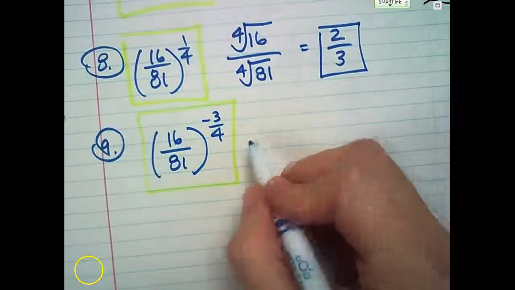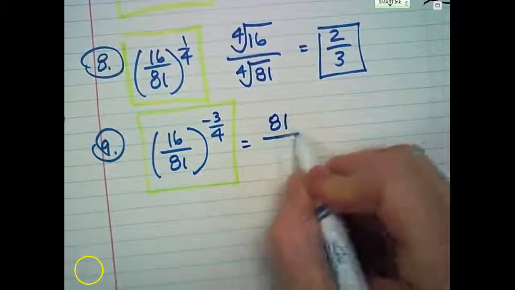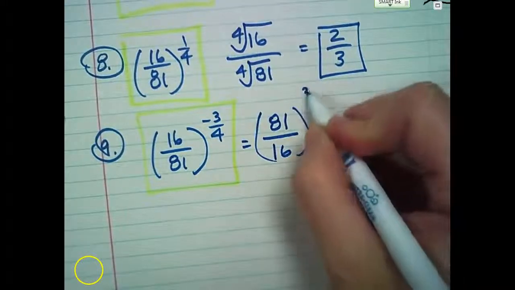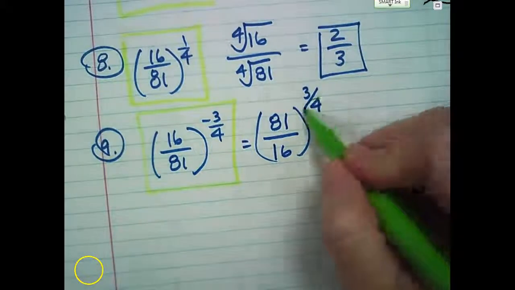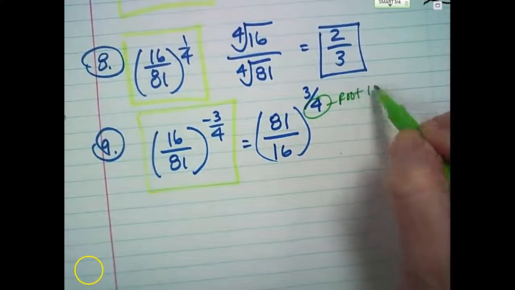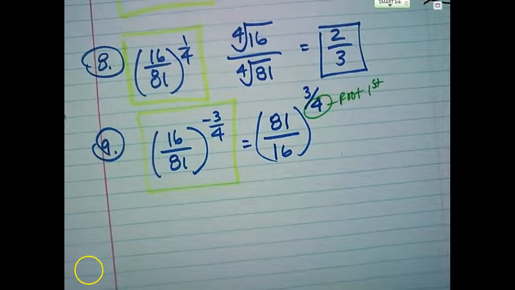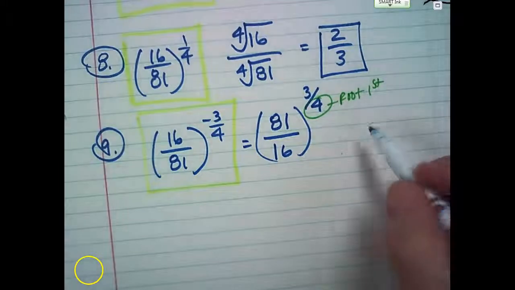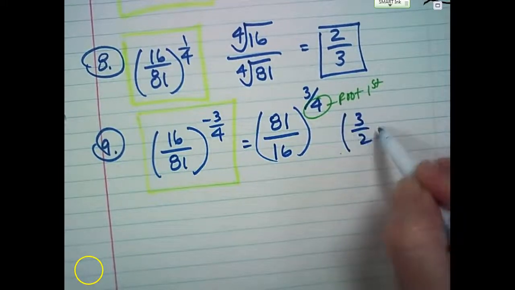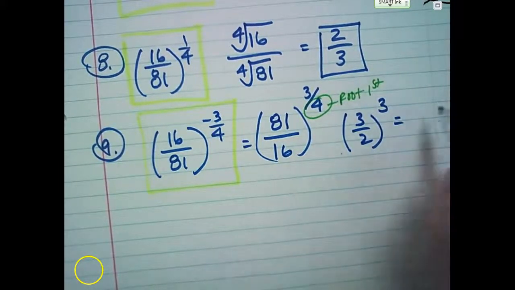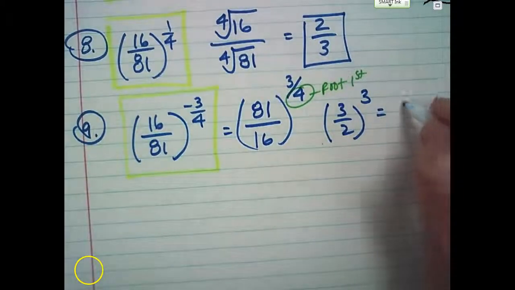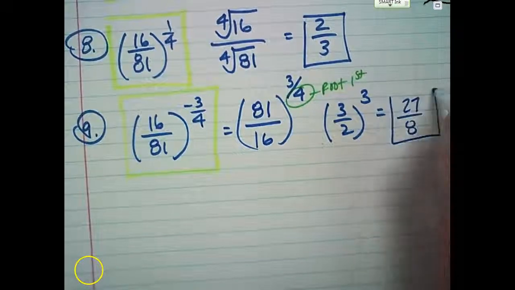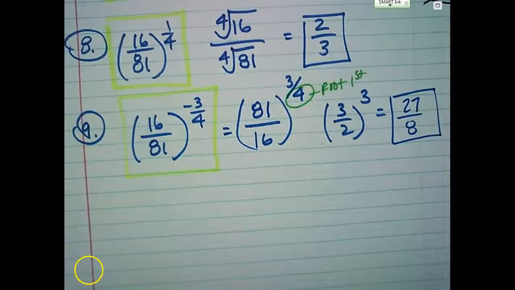The negative flips it. My little secret was to take the root first, correct? So root first. What's the fourth root of 81? Well, 3, right? 3/2. Then you have to cube it. So we have to cube it. So you end up with 27/8. How do you feel about it? Pretty easy? Yeah, really is not bad at all.